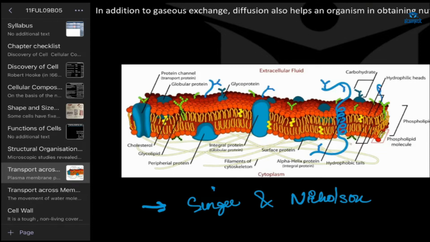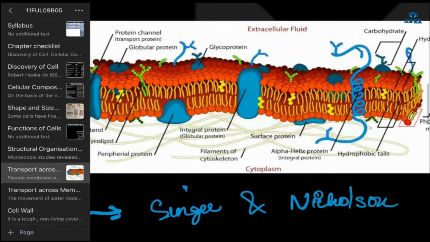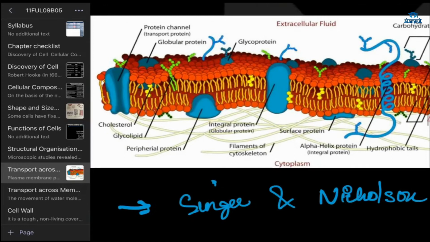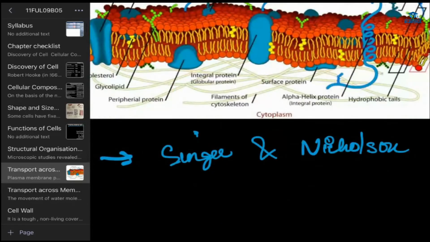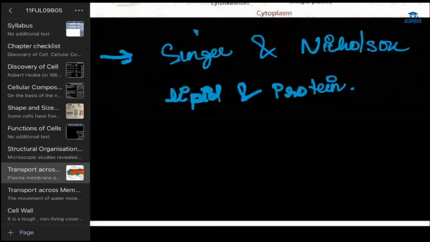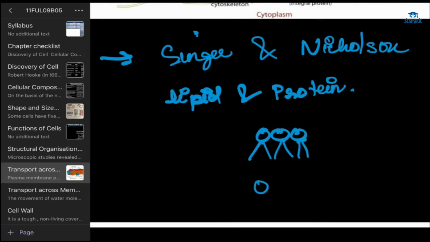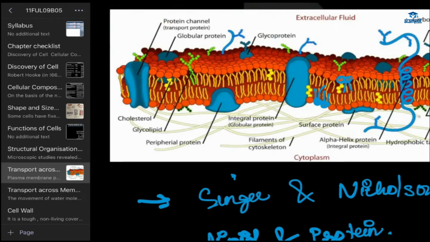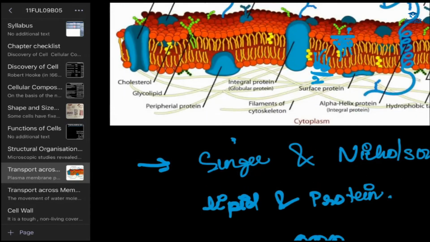Now, you can see here, it is made up of lipids and proteins. Like this, we have this. This is phospholipid. This is one layer of lipid, and this is another. So it is called a lipid bilayer. Understood, Shaizan? Yes, ma'am.